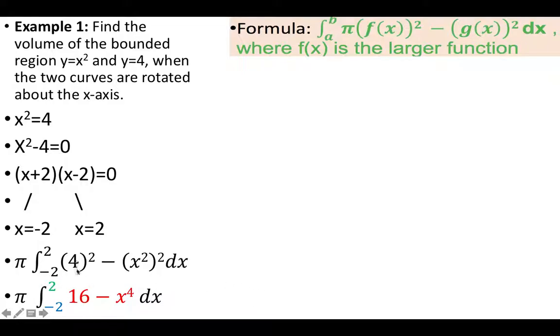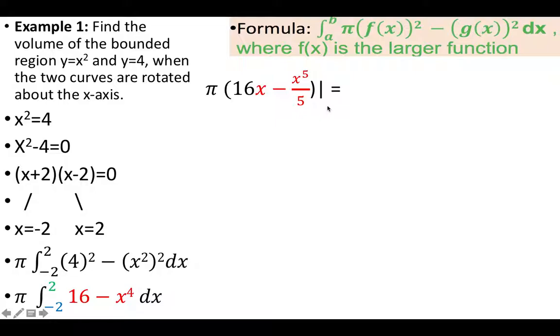In this step, all I did is 4 squared is 16. X squared to the second power gives me x to the 4th. Now we're going to go ahead and take my antiderivative, and then I'll be plugging in my lower and upper limits here. Here's my antiderivative.